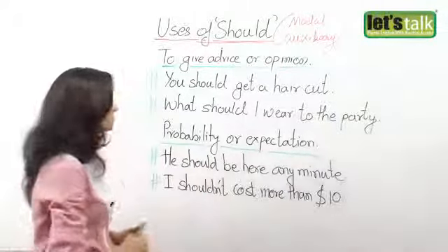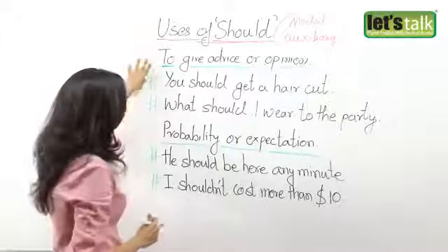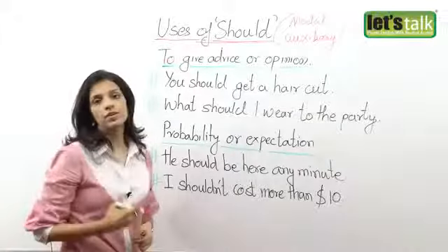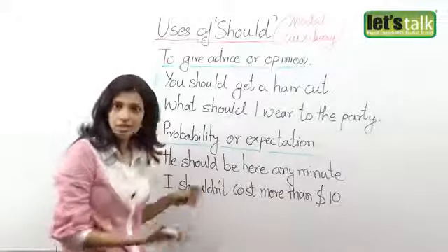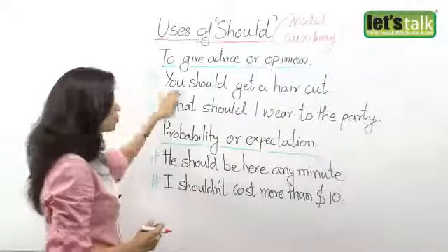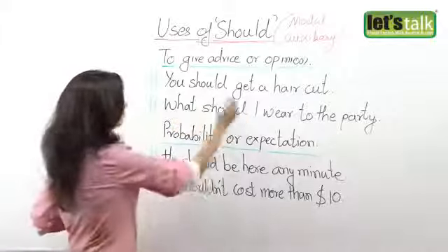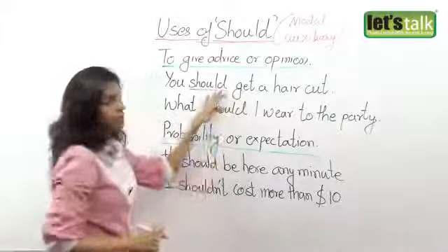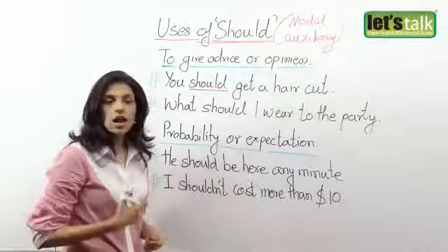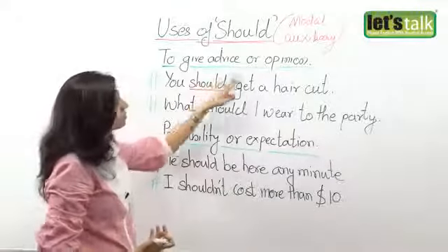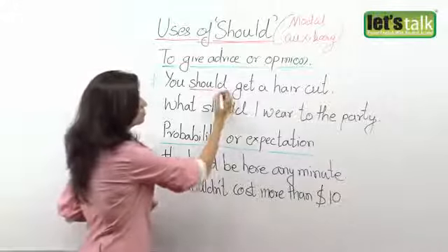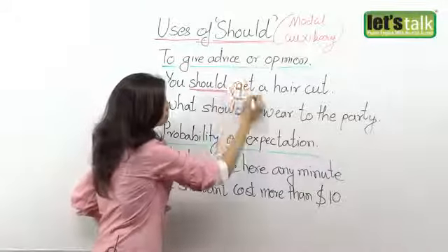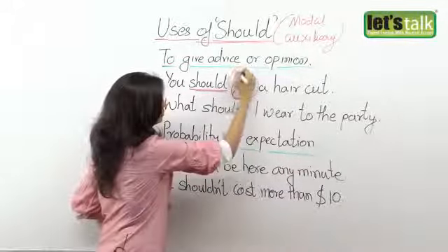in different sentences. So here in my first condition, we use should when you give an advice or an opinion, or sometimes you may ask or take an opinion from your friends, so you use should. For example, I tell my friend, you should get a haircut. Now here I'm suggesting, I'm recommending, or I'm giving him an opinion that he should get a haircut. Now please remember, after should, the verb is always in the present form.